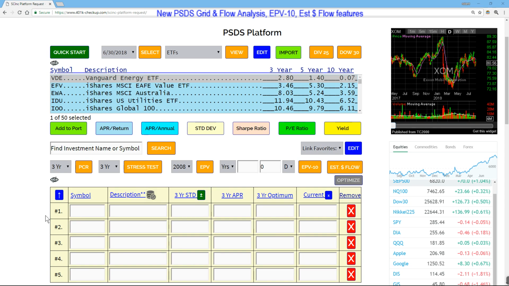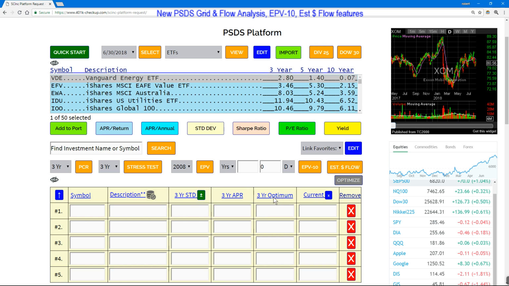What we've got going on here, as you can see in the grid down below, symbol description, that's the same, but now it's 3-year standard deviation and APR and the 3-year Optim, which is our PSDS allocation. That's the algorithm we patented for an optimum level, balanced equation. And then your current input. You can toggle also between 3, 5, and 10 as the data comes in. That brings up another issue.